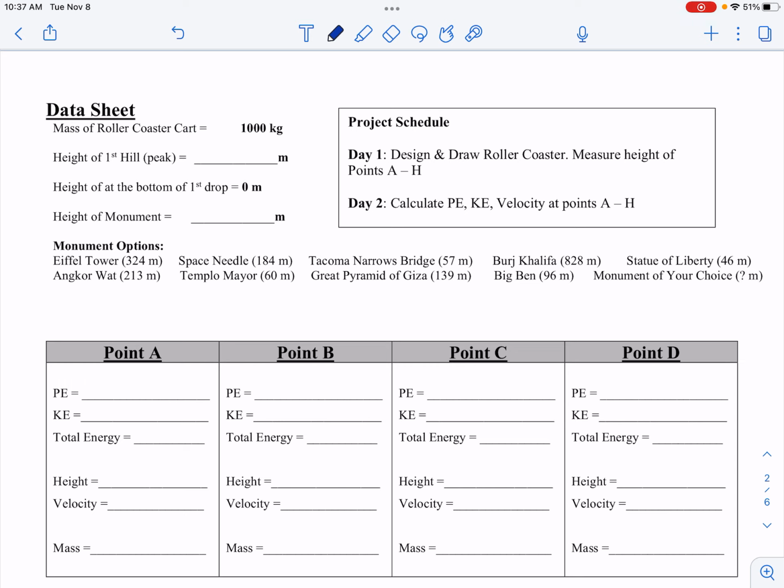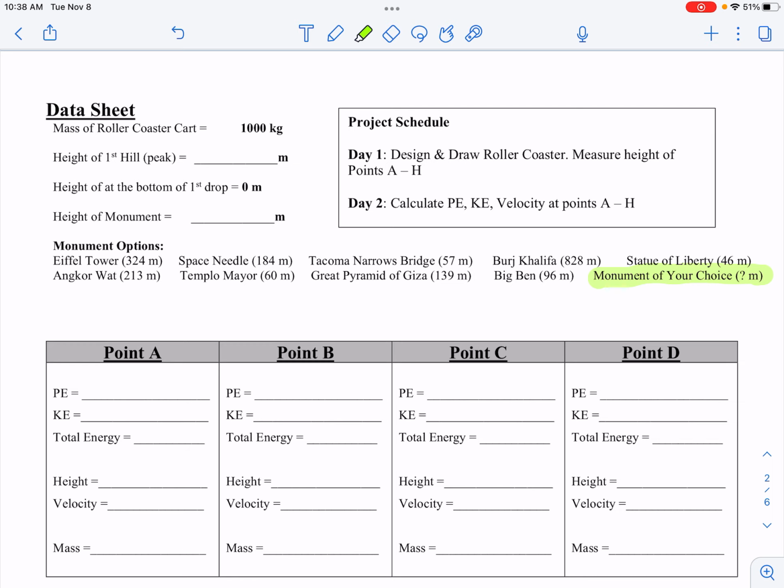Again, just to give your roller coaster a sense of scale, I want you guys to choose a real life monument, just to show how tall your roller coaster really is. So I have a few different options here, right? You can see there are varying sizes. You can also feel free to research your own. If you do research your own monument, just make sure that you are looking up the height of it in meters. Again, I have a few local ones like the Tacoma Narrows Bridge and the Space Needle, just to give you some examples of ones that you may have seen. But of course, you can choose any of these.